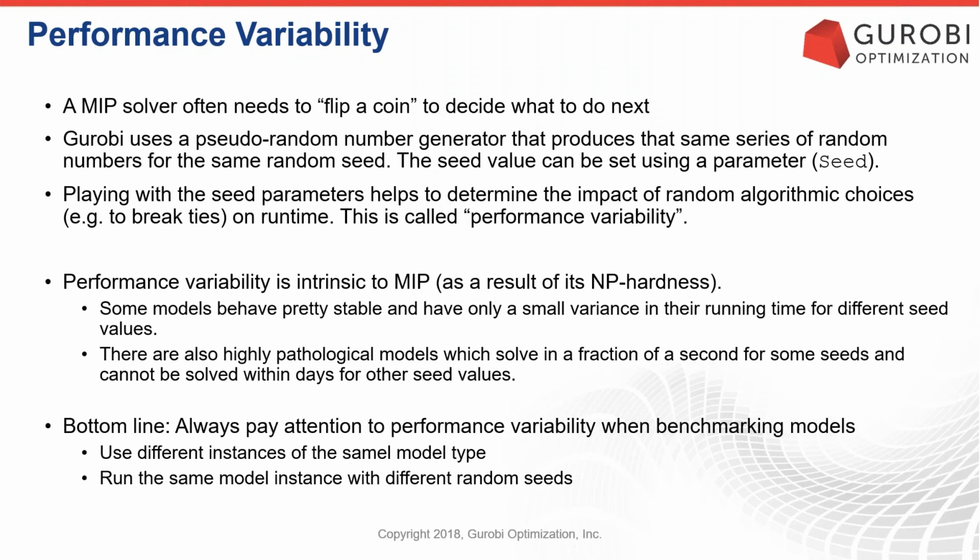So if you benchmark performance, so if you take a model and you measure runtimes, do two different things. First of all, it's always a good idea not to benchmark only a single model, but use different instances of the same model type, and of course run the same model instance with different random seeds. So you can measure this yourself. You can see the effect, and this helps you to find out how much difference in runtime is going to be expected. And this also gives you a hint on, for example, what difference you can expect on different systems, because CPUs can be different, systems can be different. So this is something that is always to be expected.